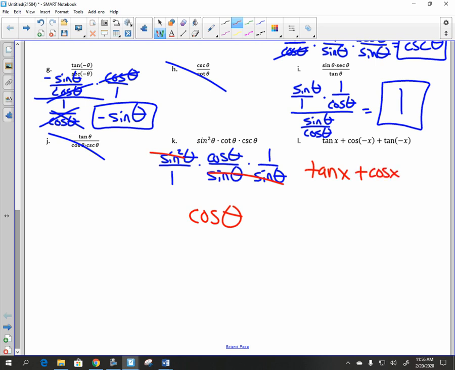What happens to tangent of a negative? It goes out front. So minus tangent of x. So you got tangent of x plus cosine of x minus tangent of x. Those cancel, leaving you with cosine of x. Excellent. You have learned step 1.